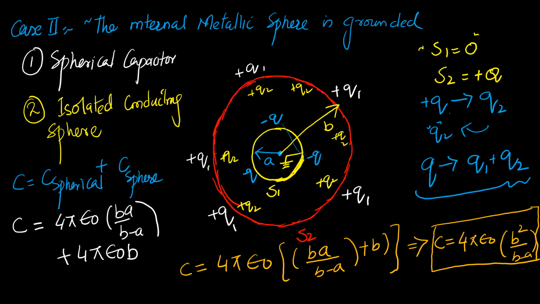So dear student, this is all about the spherical plate capacitor. A spherical plate capacitor consists of two spherical plates. One spherical plate is present inside the external spherical plate. Both the spherical plates are concentric. They have the same origin. So this is all about the spherical plate capacitor.